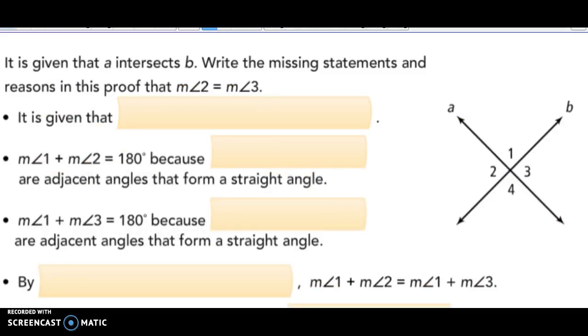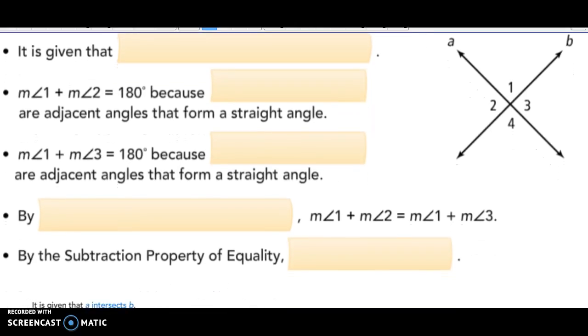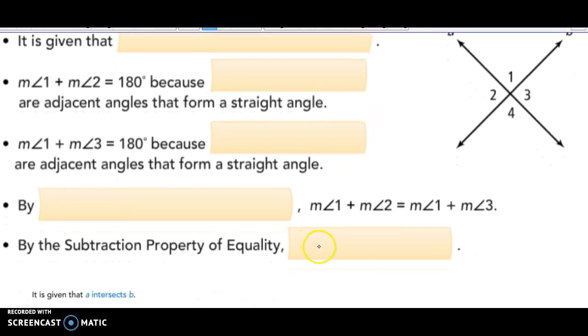This also works in geometry, and you will see proofs in geometry a lot. So let's take a look at one that revisits some of the angle relationships we just studied a few topics ago. It is given that A intersects B. So I can see line A, and it intersects or crosses line B. Write the missing statements and reasons in this proof that the measure of angle 2 equals the measure of angle 3. So that's what we're trying to prove down at the bottom.